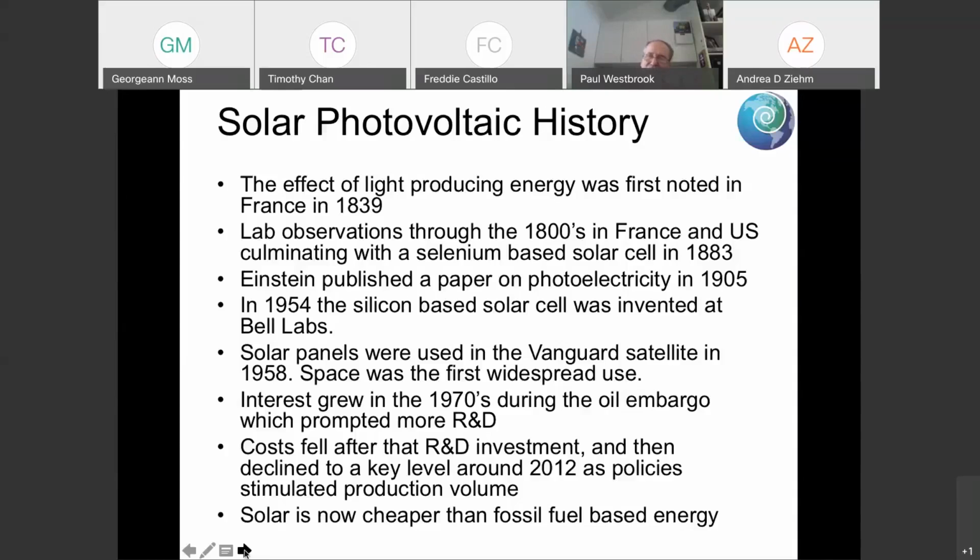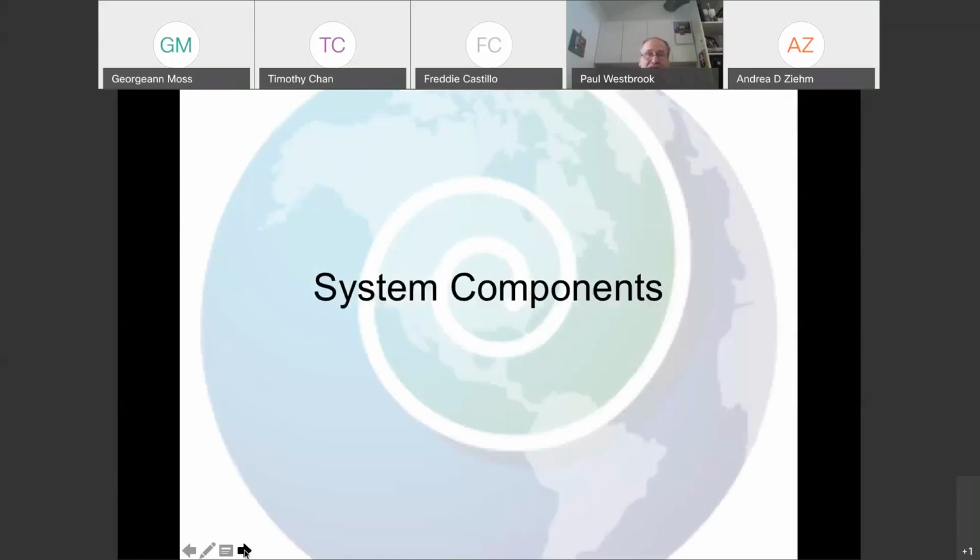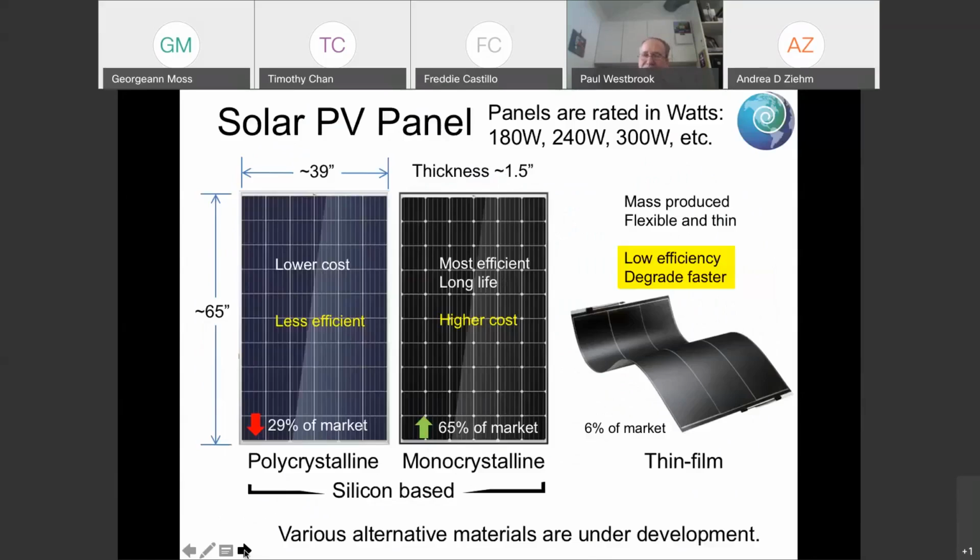When the US had oil embargoes in the 70s, interest began and the Department of Energy was formed. They started putting some money into research and development, and that began to drive the costs down. And then it's probably sometime around 2012, which is when I decided to put some up, that production volume got high enough that the price became palatable for most people. And now today it's cheaper than almost every fossil fuel based energy source. So a lot of history, but it's interesting to see how long it's taken to get to the point that we are.